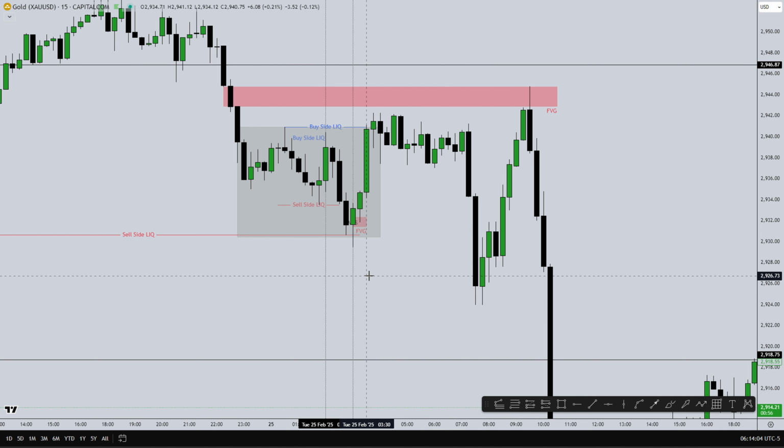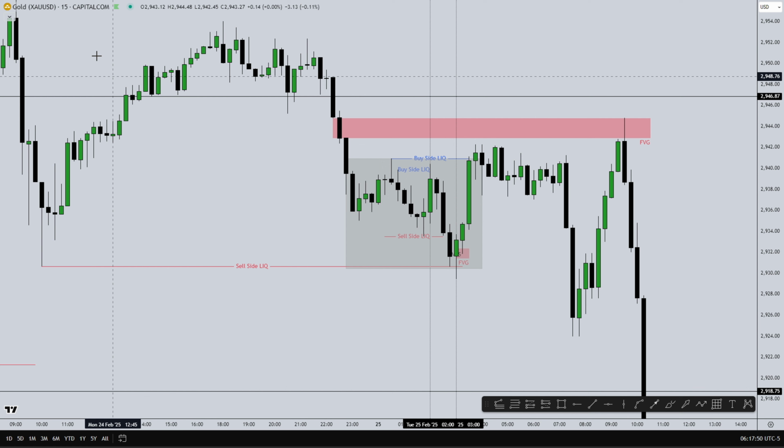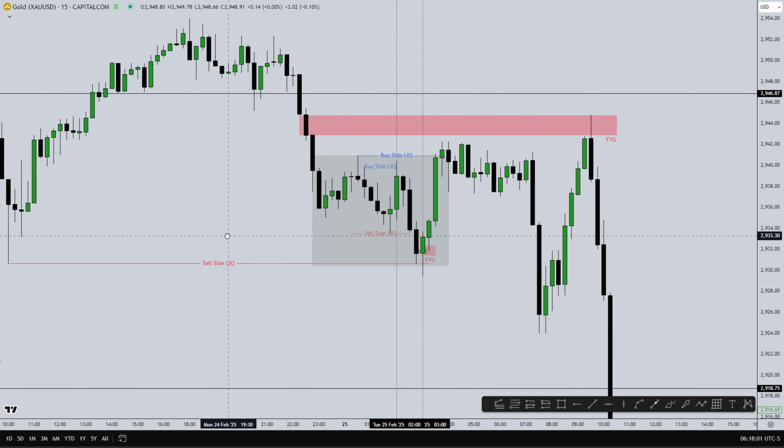As you can see here, we are in the London session, where I saw most of you trading the London session more than the New York session. So as you can see, we are on gold on the 15-minute time frame, and I have shaded this area to help explain how you should be reading the markets.